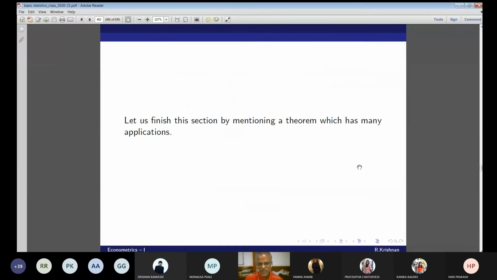Let us finish this section by mentioning a theorem which has many applications. I hope you must have seen this also. Have you heard of the probability integral transform? No, sir. This is very important. Why is it important? This tells you how to transform any continuous random variable into a uniform distribution, and hence the name transform. This is very useful in simulation, especially in all sorts of simulation, and is also used in forecasting.